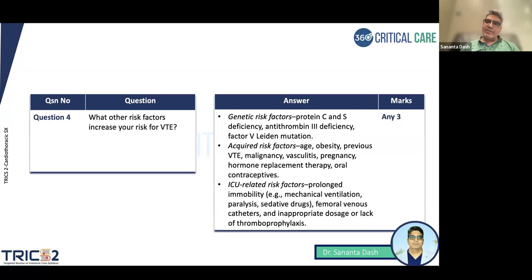So you need to classify your answer at the beginning, saying that there are different groups of risk factors, which include genetic risk factors, acquired risk factors, and ICU-related risk factors. You can classify anyway. You can say there are modifiable and non-modifiable risk factors, whatever you want, but you need to have a structure to answer. You cannot stop at one answer saying, okay, prolonged immobilization in ICU is a risk factor. Yes, but you get 1 out of 3. You need to have more answers there.